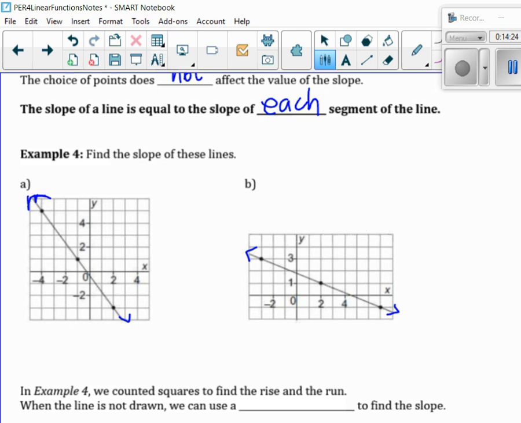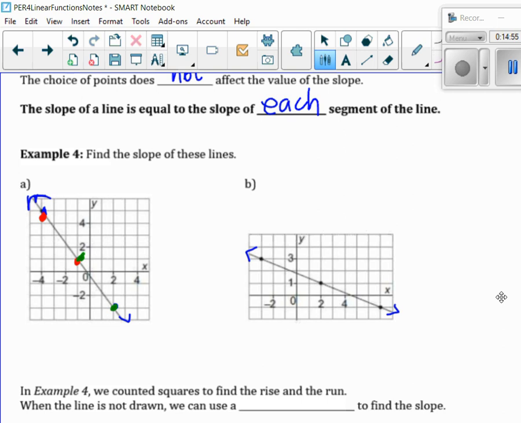Anyways, so it doesn't matter which points on the line segment you choose, any 2 points. So you can measure this from here to here, or you can measure it, I'm going to use a different color, from this red dot to this red dot, or you can measure it from this green dot to this green dot over here. It doesn't matter. The slope of the line is the slope of the line. It doesn't matter where on the line you're measuring it.